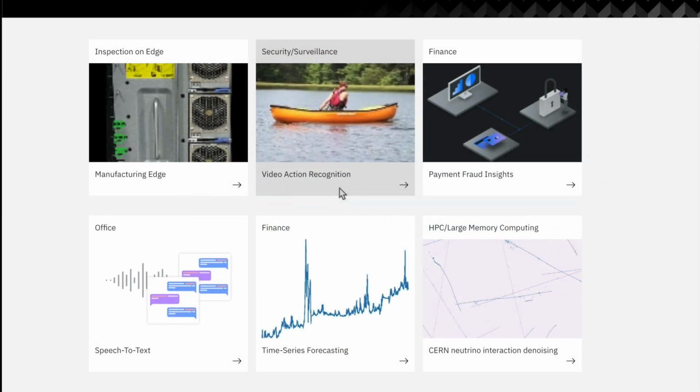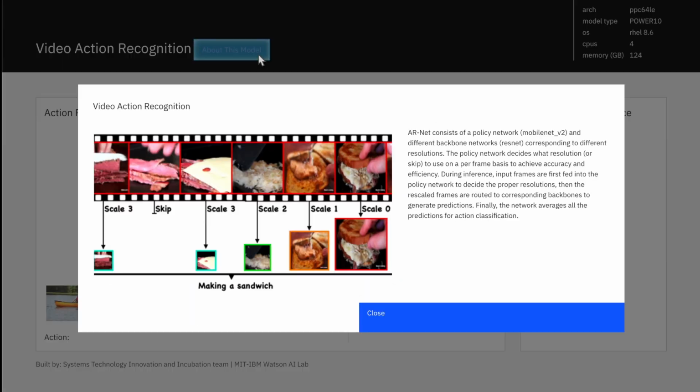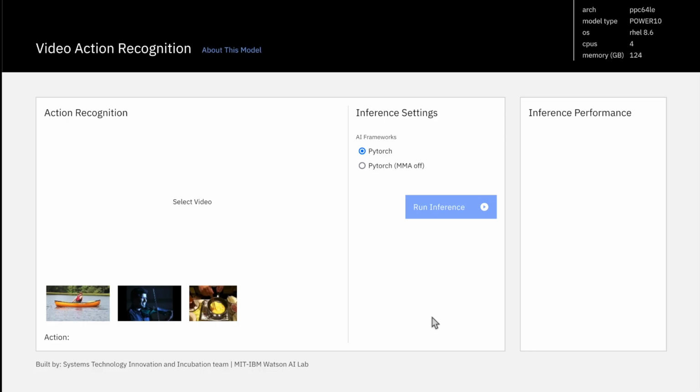This is a video action recognition scenario, which has applications in many areas, including security and safety monitoring. This Adaptive Resolution Network, or ARNet model, was developed and refined by IBM Research. With this demo, we show how we can quickly turn a research asset into a demo on Power 10.